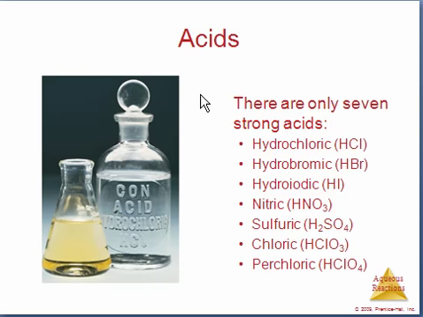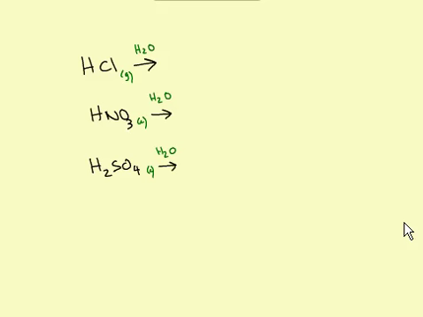Now, as I pointed out earlier, there are 7 strong acids. All of the other acids are weak. You must know the names and formulas of these, and if you can't memorize them, you'll definitely want to write them on your card. Okay, now let's look at how strong acids act as strong electrolytes.